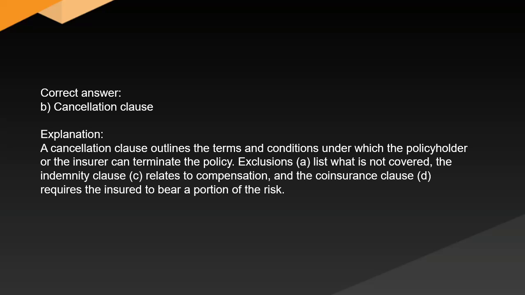Explanation. A cancellation clause outlines the terms and conditions under which the policyholder or the insurer can terminate the policy. Exclusions, A. List what is not covered. The indemnity clause, C. Relates to compensation. And the coinsurance clause, D. Requires the insured to bear a portion of the risk.